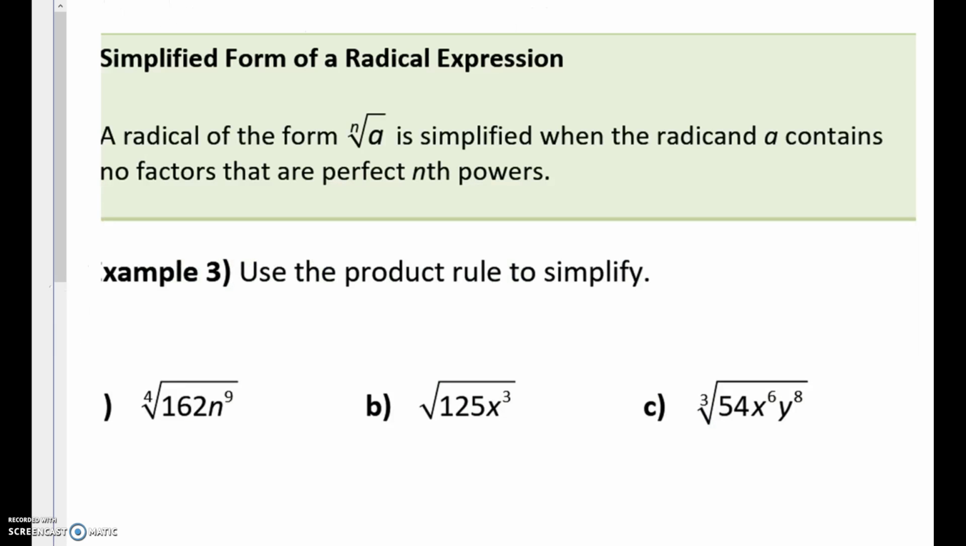Anyway, moving right along. Let's talk about how to simplify the radical expression. A radical of the form the nth root of a is simplified when the radicand a contains no factors that are perfect nth powers. So when I look at this, my first step is always to break down whatever I have down to its basic form, to expand it out. Use a factor tree, use the wedding cake method. I know Miss Kidder loves that method. Whatever method you need, use that to get these down to their fully factored form.